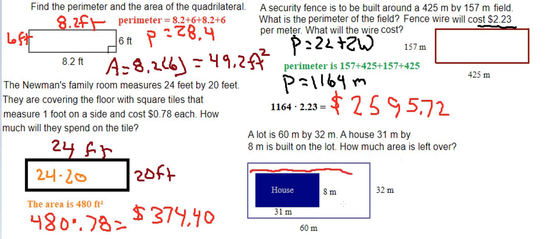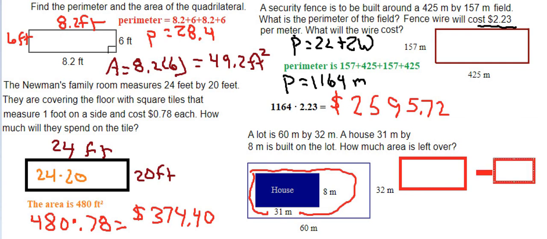So it wants to essentially find the area of the white here, or stuff I just highlighted in red. So this is going to be a question we have to conceptualize. It's the big rectangle minus the smaller rectangle. So the bigger rectangle is 60 by 32, so we're going to do 60 times 32, and that's going to equal 1920 meters squared. And the area of the smaller rectangle is 31 times 8, and that's going to be equal to 248 meters squared.